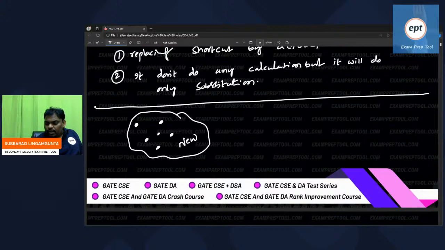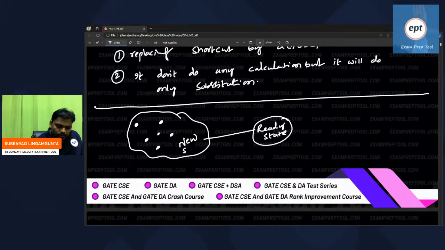Now after the new state is over, the loader will keep the program from hard disk to main memory. Now this is called a ready state. Now the program is there in the main memory. This entire story is called the new state. It is there in the hard disk. Now your program enters into the main memory. Now this state is called the ready state.